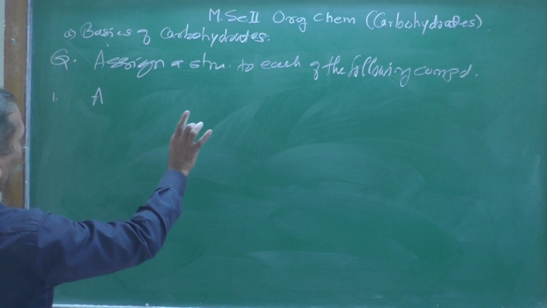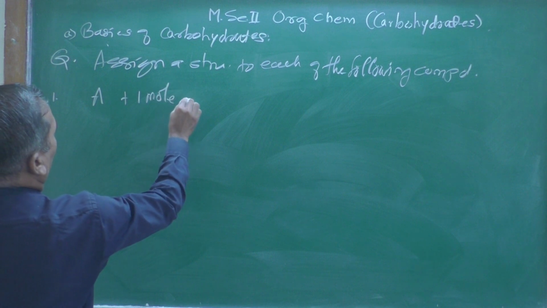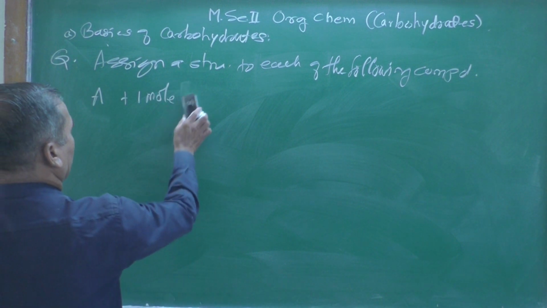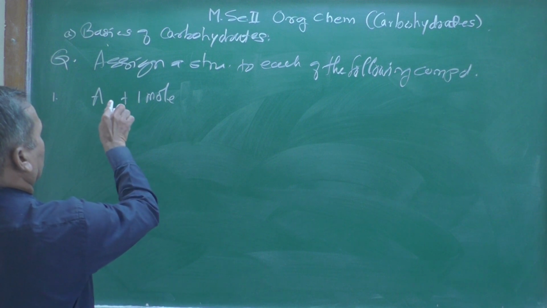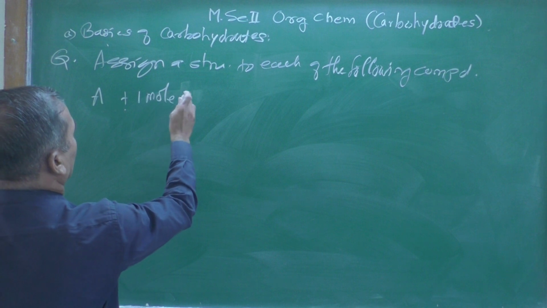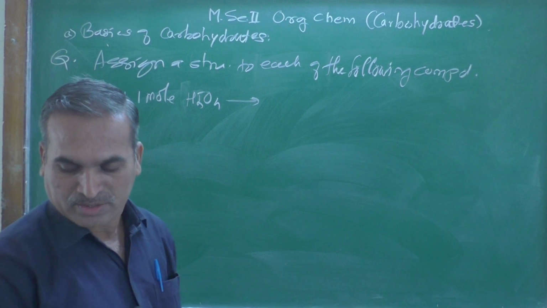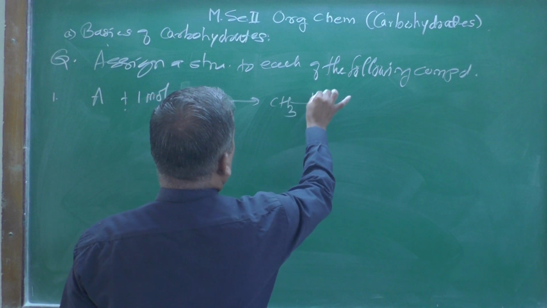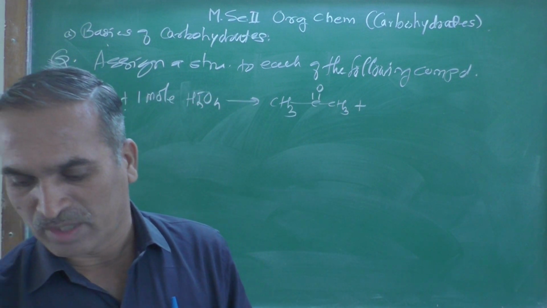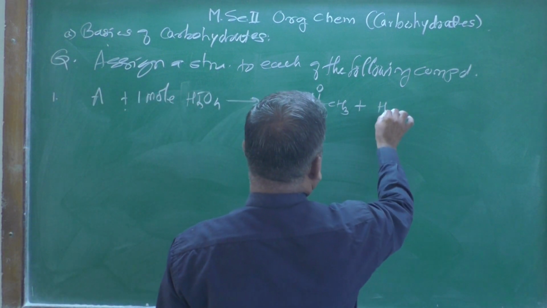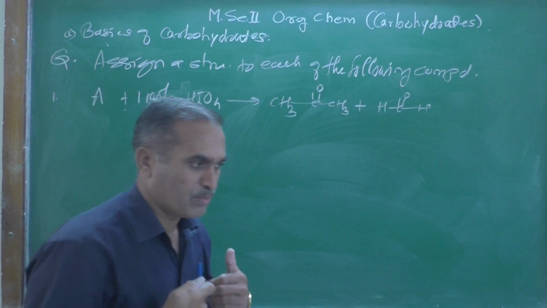Now you have to find out the structure of A. When A is treated with HIO4, it consumes 1 mole of HIO4, and the final products are these: one is CH3-C(=O)-CH3, acetone, and another one is formaldehyde, H-C(=O)-H. That is the data they have provided us.